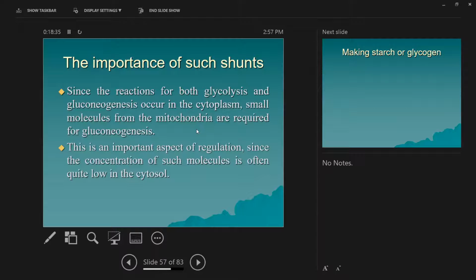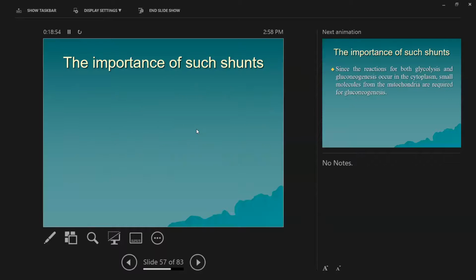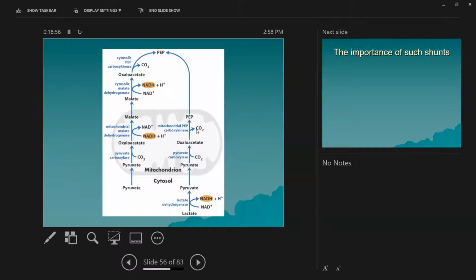And the concentration of the molecules required to build glucose tends to be low in the cytosol. So shunting them from the mitochondrion, where those metabolites tend to be a right bit higher in concentration, is quite important. And these shunts, this so-called malate phosphoenolpyruvate shunt, is really quite important.